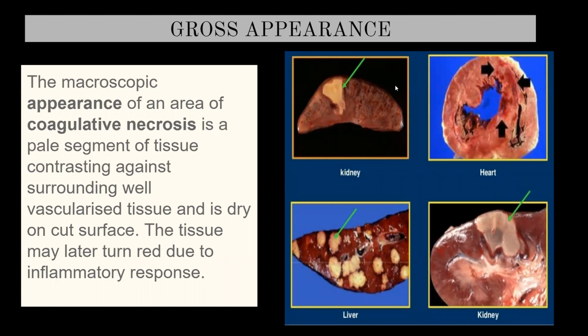So this is how the affected organ looks grossly. So the macroscopic appearance of an area of coagulative necrosis is a pale segment of tissue contrasting against surrounding well-vascularized tissue, and it is dry on cut surface. The tissue may later turn red due to inflammatory response. So as I said earlier, necrosis is always accompanied by inflammatory response, because of which the tissues turn red in color.